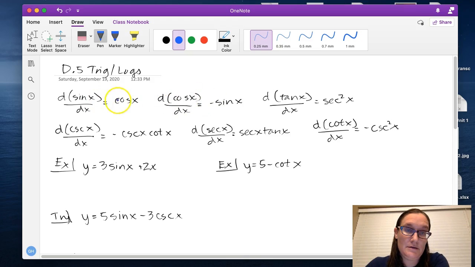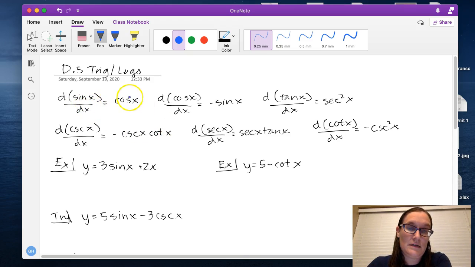Sine and cosine: derivative of sine is cosine, derivative of cosine is negative sine. How I remember it is that the derivatives of anything that starts with c are negative. So you'll notice derivative of cosine is negative, derivative of cosecant is negative, derivative of cotangent is negative. And then I remember tangent and cotangent are very similar to each other. Cosecant and secant are very similar to each other, just opposite functions.